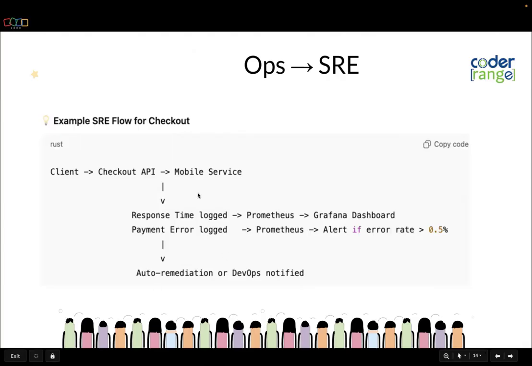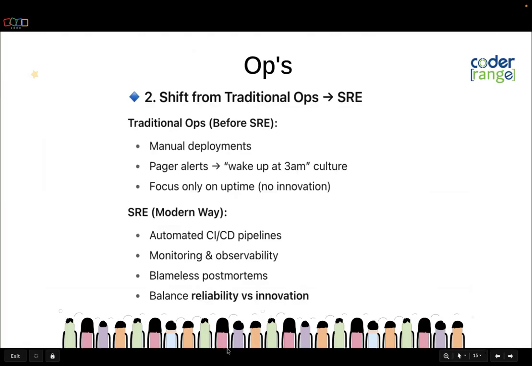At a functionality level, most of the companies we have worked with are traditionally shifting from ops to SRE. Ops is basically manual deployments, where they wake up at 3 a.m. and then deploy. They focus only on uptime, that's it. They don't want to see other aspects. But SRE is automating the CI/CD pipeline, mainly monitoring and observing.